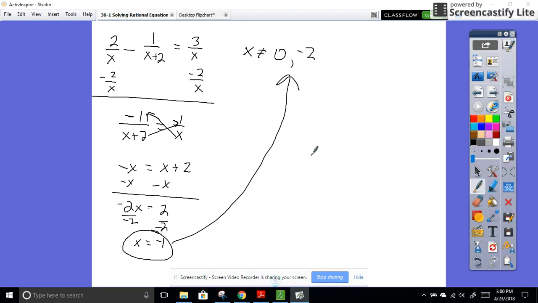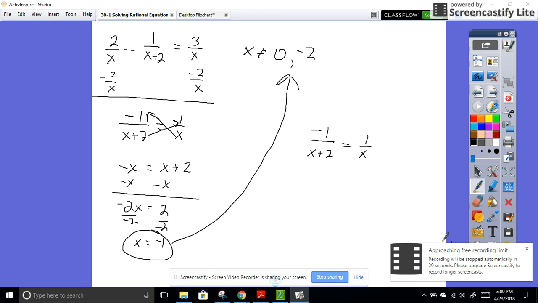Let me go back and show you that really at this step right here, -1 over x plus 2 is equal to 1 over x. Notice what's going to make this side go away: multiplying by x. So I have to multiply this side by x. What's going to make this denominator go away: multiplying by x plus 2. So I got to multiply this side by x plus 2. Those cancel out. Those cancel out. So I just end up multiplying, just like I did the cross multiply. So it's just a little bit of a shortcut.